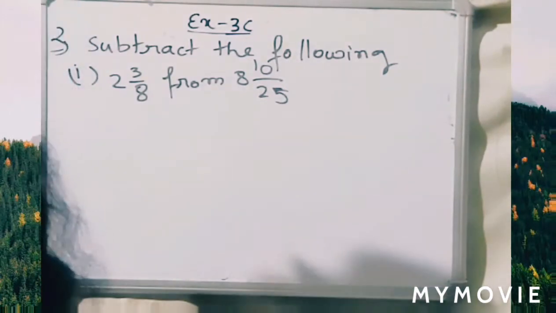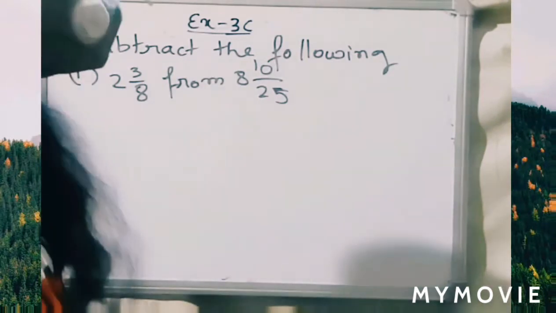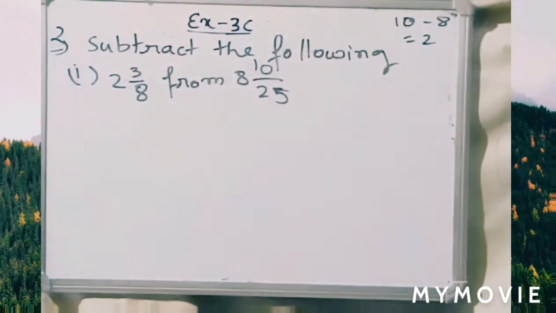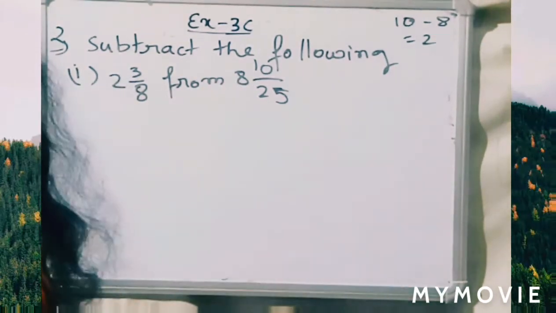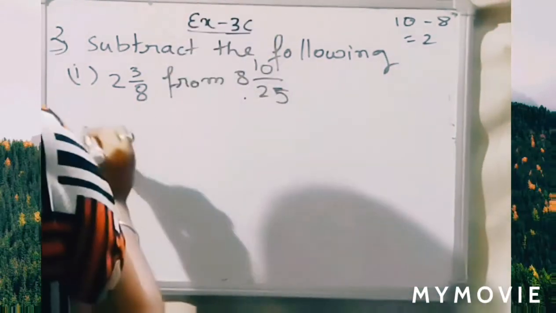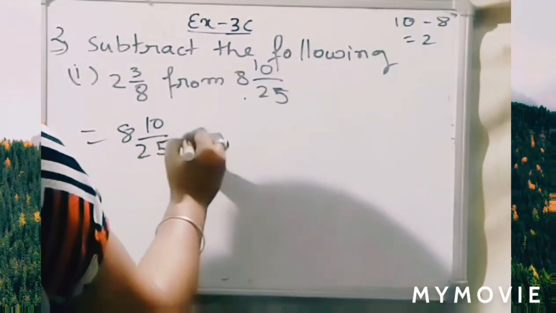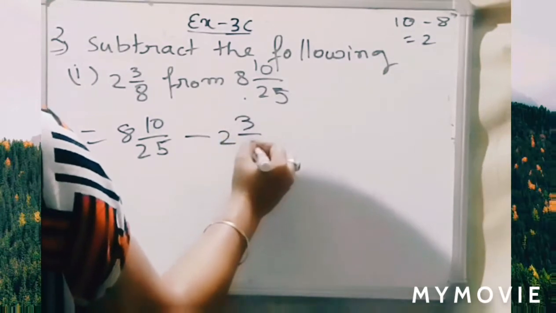This is wrong. If I ask you to subtract 8 from 10, how will you write? You will write 10 minus 8. 10 minus 8 is 2. On this point most of the students make the mistake. Please clear your concept. So you will write 8 10/25 minus 2 3/8.